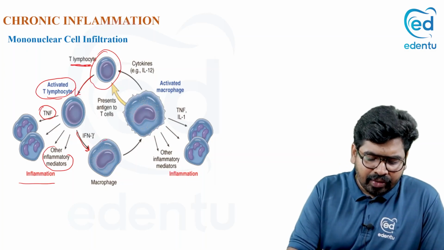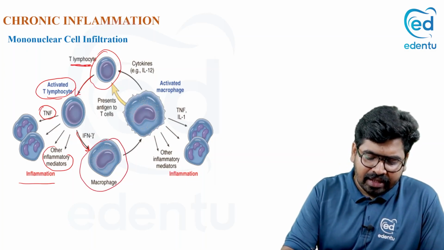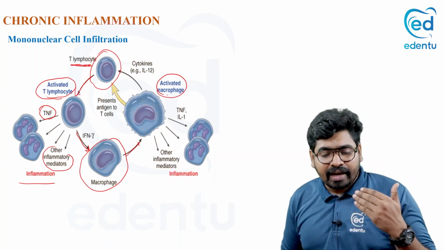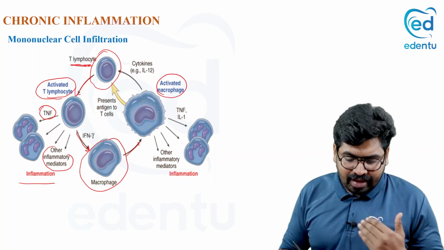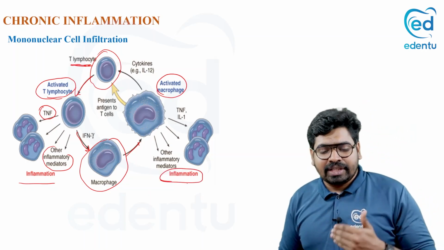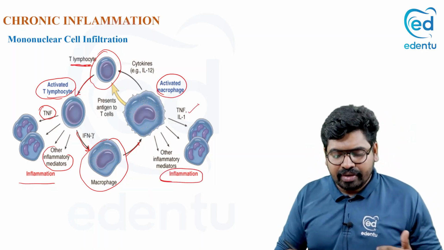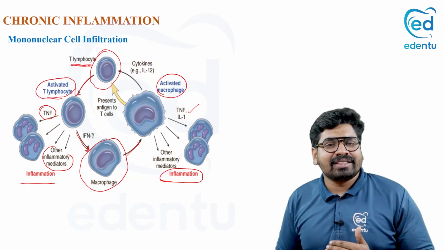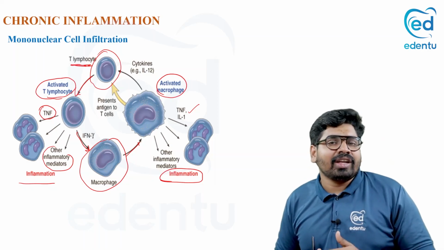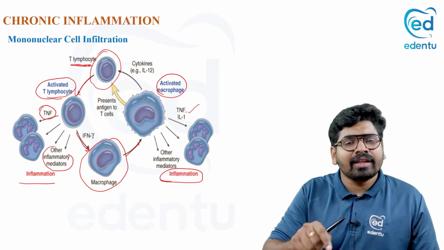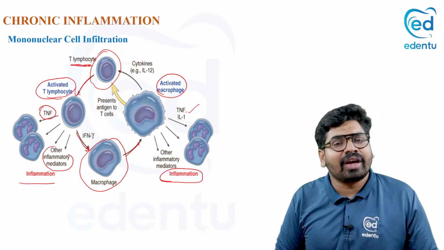They will act on the macrophage. They activate the macrophage. This activated macrophage can cause other inflammation. They can secrete other TNF mediators. So these are the two mononuclear cells that act in chronic inflammation, your lymphocytes as well as your macrophages. They are the ones releasing all these cytokine factors.